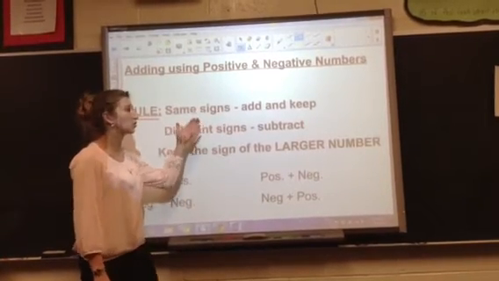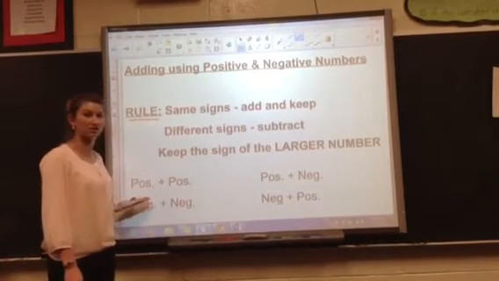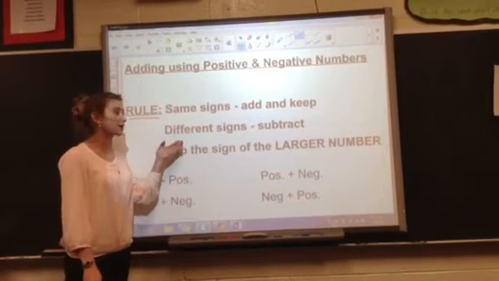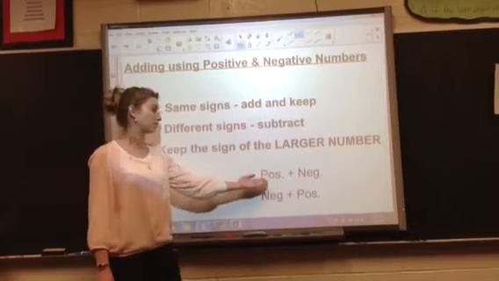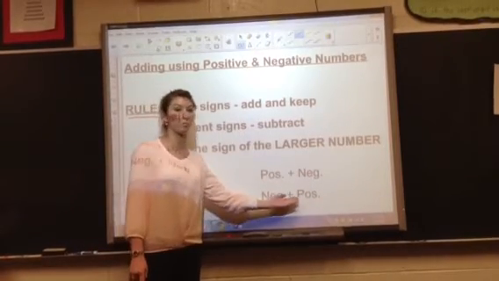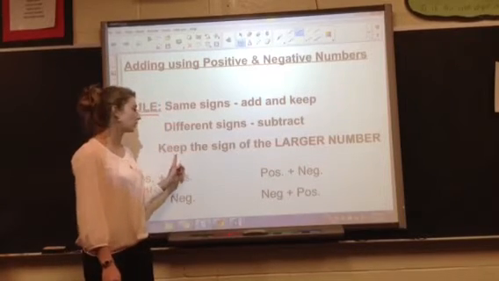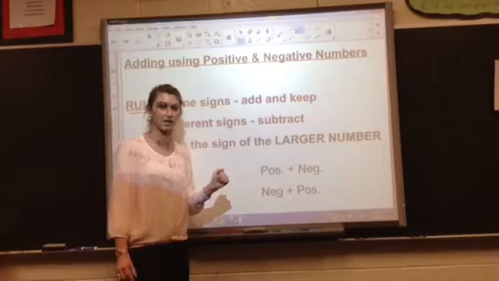With same signs, we add and keep the sign of that number. For instance, if we have a positive plus a positive or a negative plus a negative. The other part of the rule says that if we have different signs, a positive with a negative or a negative plus a positive, we subtract. But in doing that, we keep the sign of the larger number. So let's try some examples together.